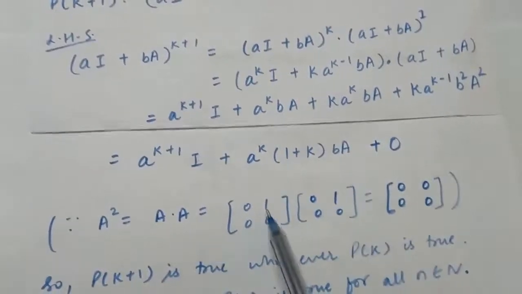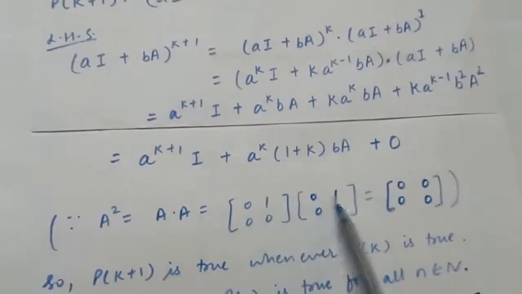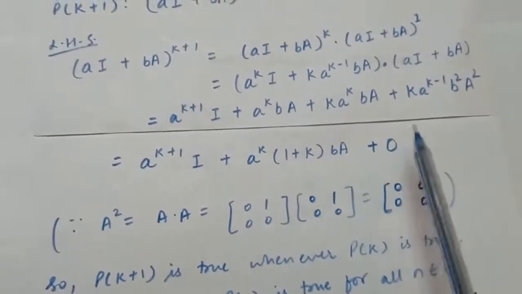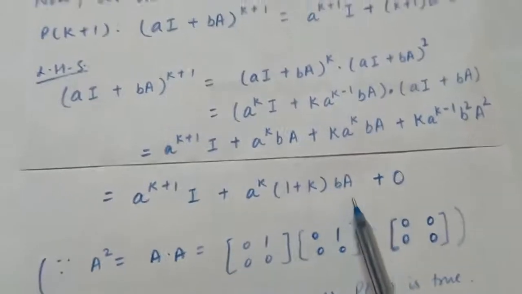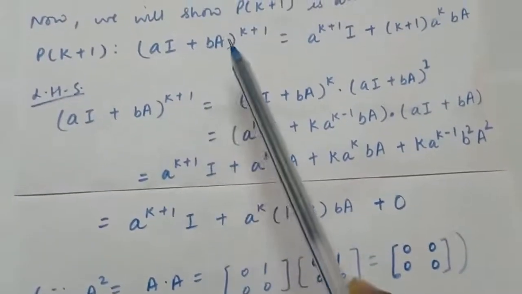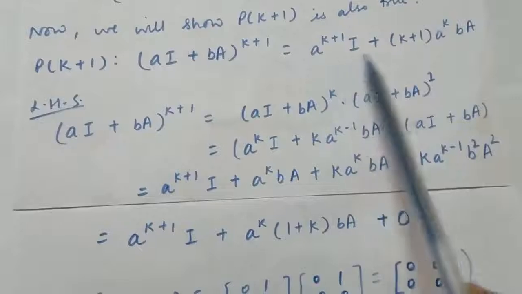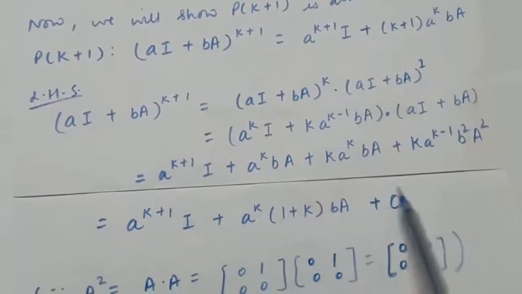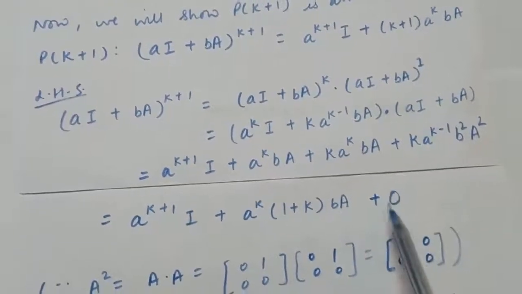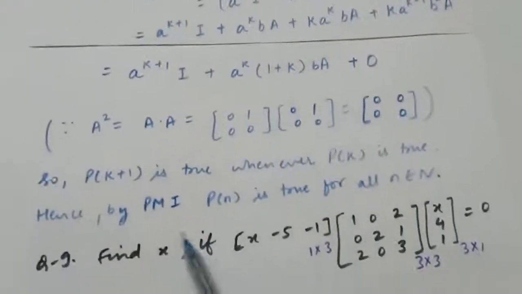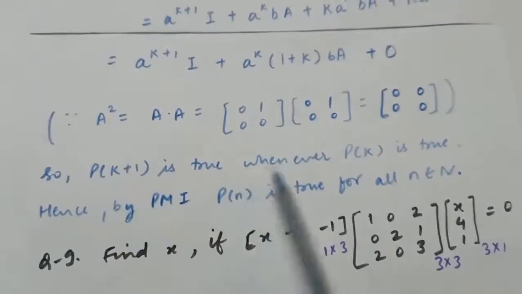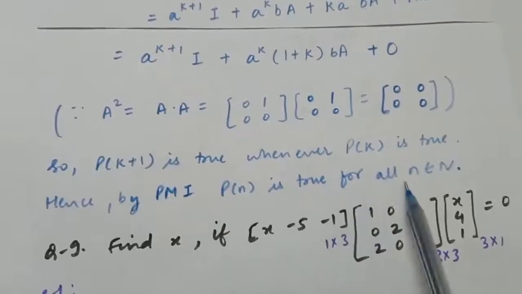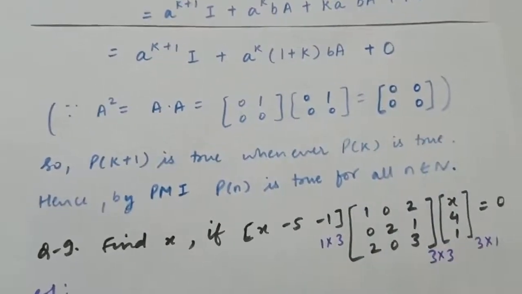So you will get from here 1 plus k into, also taking bA common, plus now see A square. A is given as this matrix. When you find A square, it will come as the 0 matrix. So plus O, this O represents the 0 matrix. Therefore we can say Pk plus 1 is true, because we wanted to show that Pk plus 1 is this and these two are equal, because the 0 matrix will not affect anything, right? So you can write down the last result that Pk plus 1 is true whenever Pk is true, and hence by PMI, Pn is true for all n belonging to natural numbers.